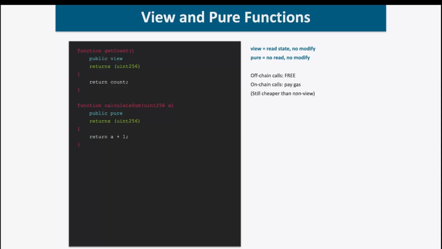Since they cost no gas off-chain, you can call them frequently without paying anything. As a developer, use view and pure liberally for functions that don't modify state. They signal intent and can provide gas savings.